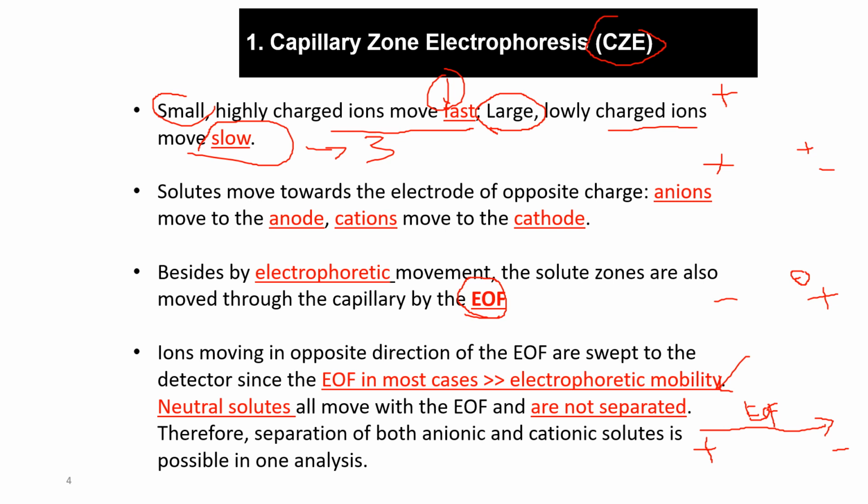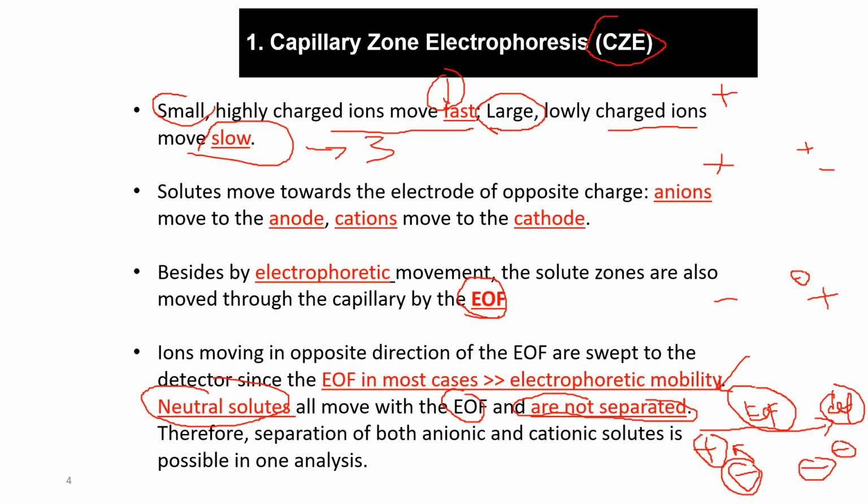If you analyze a negatively charged analyte using positive polarity, of course the negatively charged ones want to go here, right? But do we want negative to be here? No, because the detector is here. So who is going to push this negative towards the detector? It is going to be the EOF. EOF will push all this negative towards the detector because EOF is functioning as a pump. That's why for neutral analytes, EOF will also push them to the detector, but neutrals will never be separated in CZE.